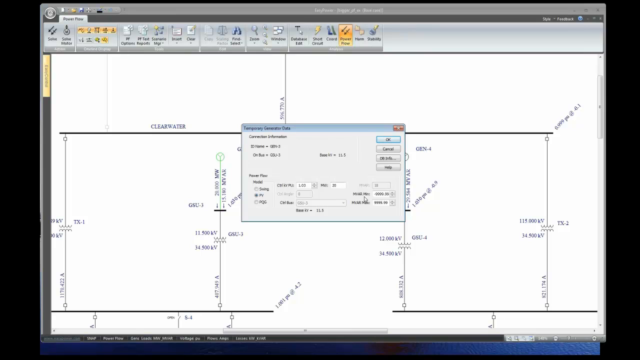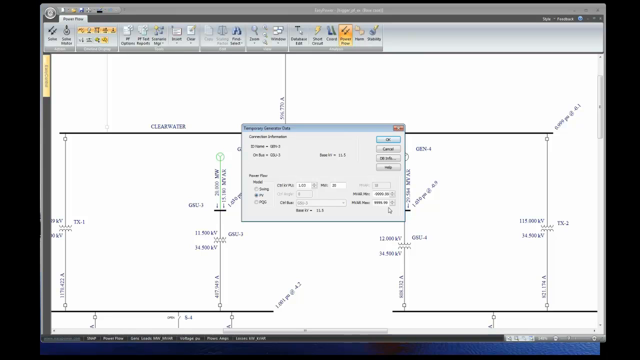So over here we have limits for the VAR flow. We have minus and positive values. So these are the maximums you can set in megavars. Now in the real world, obviously my machine here is not capable of producing this many VARs, right? The generator has a certain MVA rating and it has a capability curve. So there's going to be limits to the amount of VARs it can produce because the VARs relate to current.